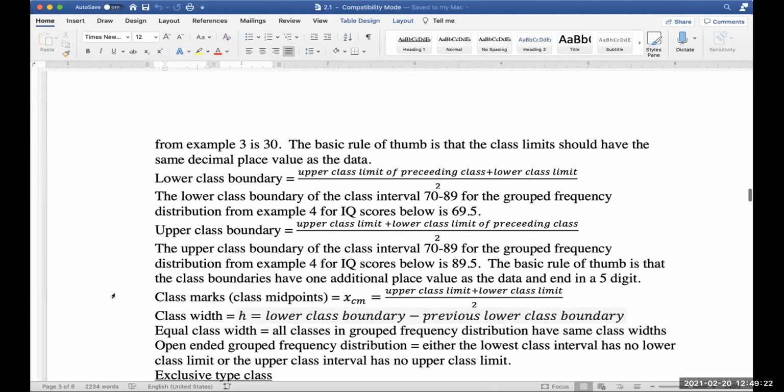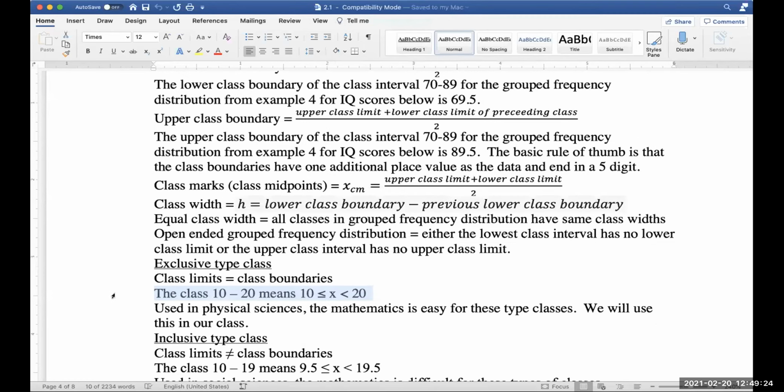So it turns out that the mathematics is easier for exclusive type classes. So usually they're used in the physical sciences. And again, this is because the mathematics is easiest for these. I will be using them during lecture, in the lectures.